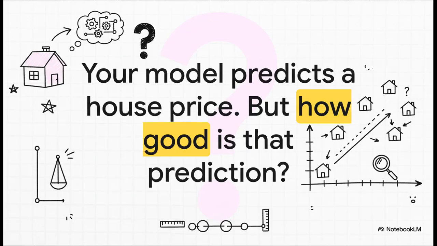Imagine you built a model to predict house prices. It looks at the data and spits out a number, say $350,000. But the house actually sold for $370,000. Okay, so you were off. But by how much, really? And is that even a big deal? To figure that out, we need a consistent way to measure how close our guesses are to the real answer, not just for one house, but for all of them.